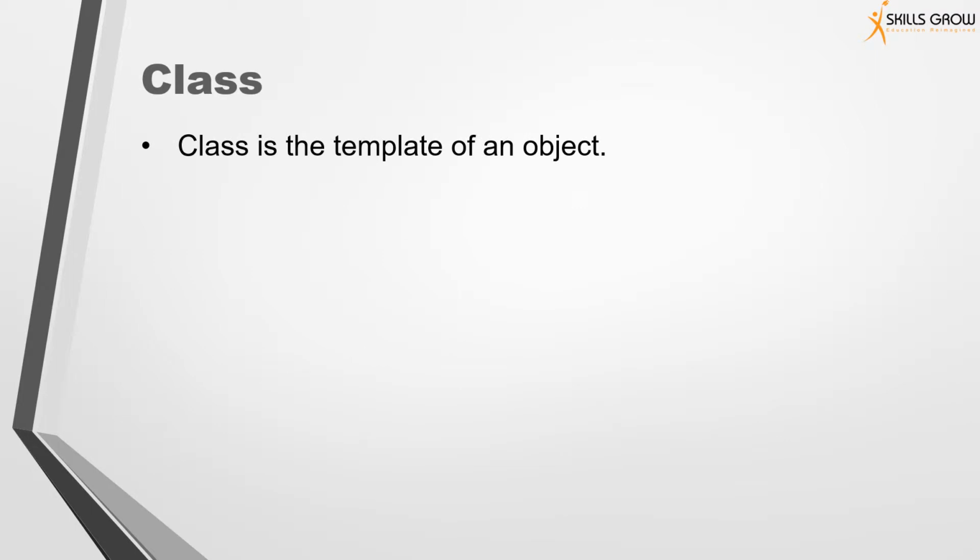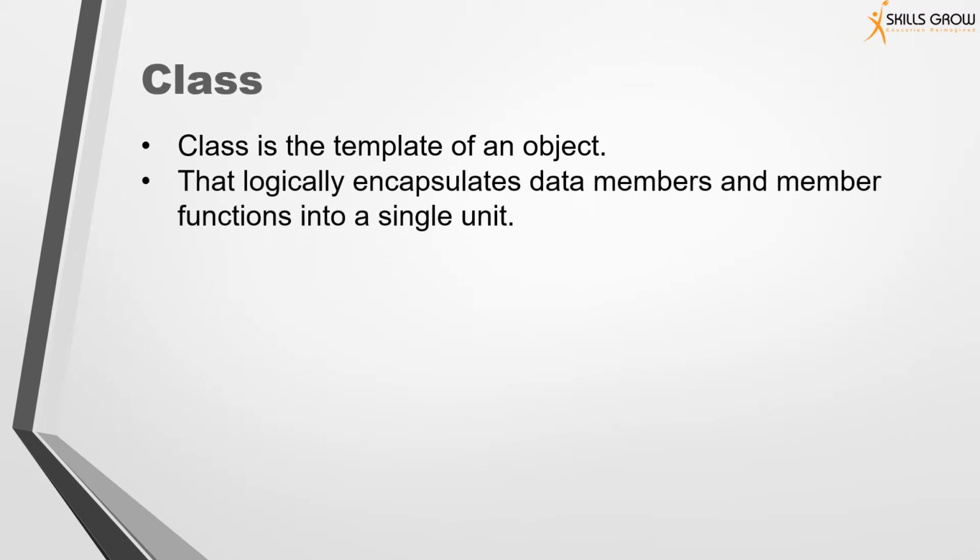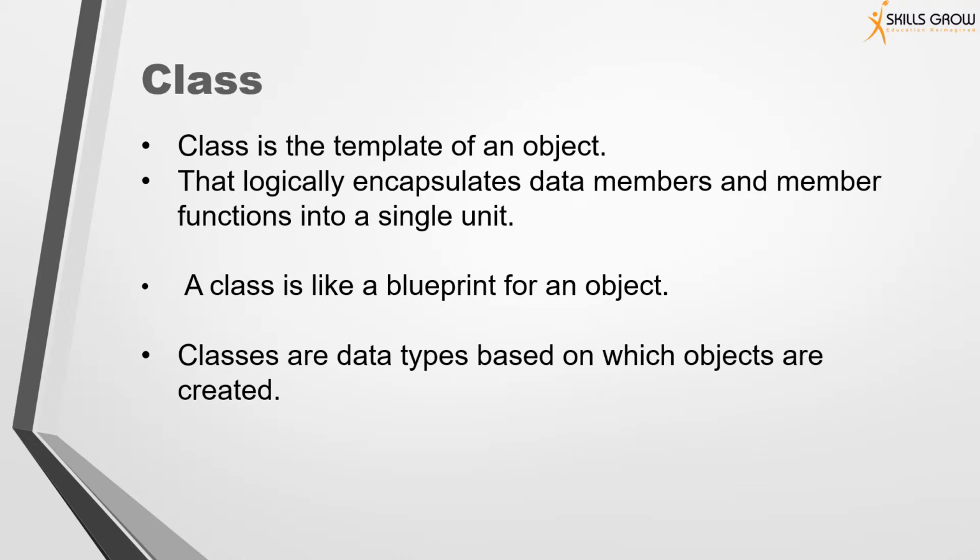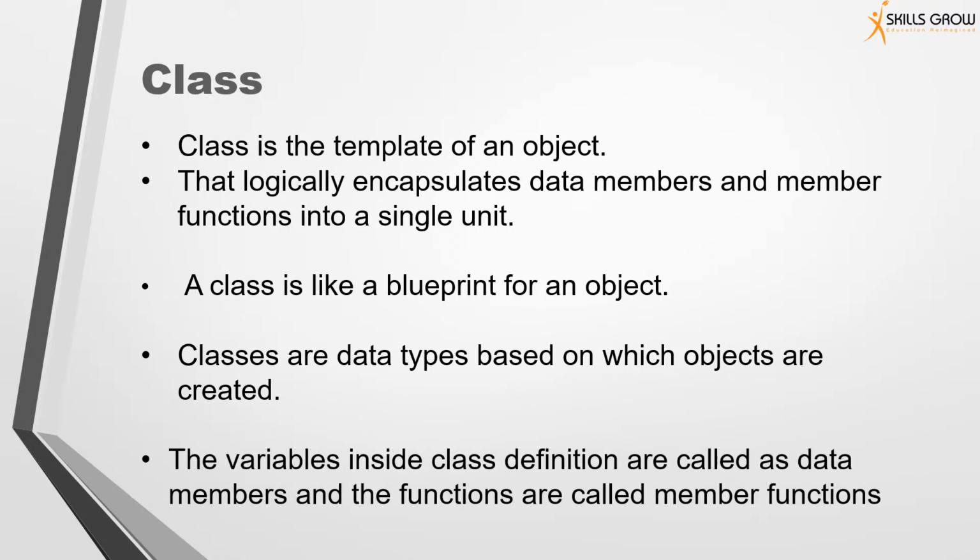Class is the template of an object that logically encapsulates data members and member functions into a single unit. A class is like a blueprint for an object. Classes are data types based on which objects are created. The variables inside class definition are called data members, and the functions are called member functions.